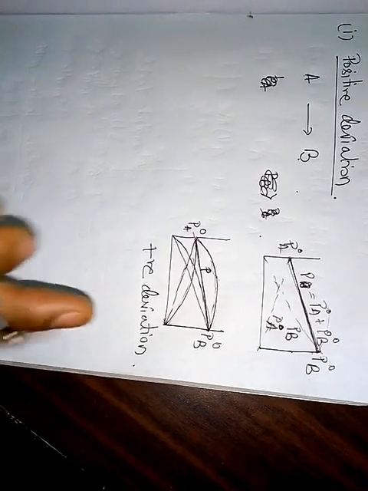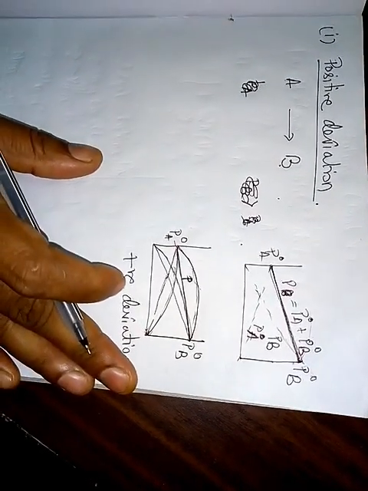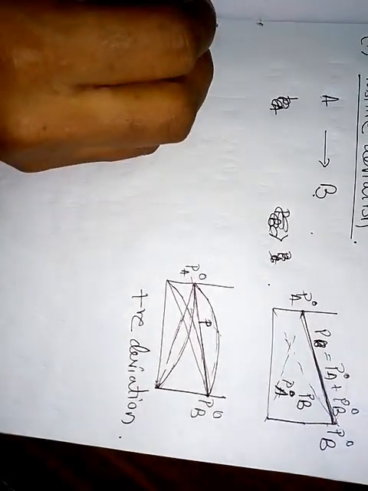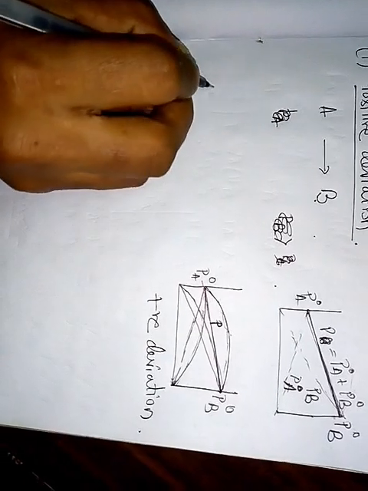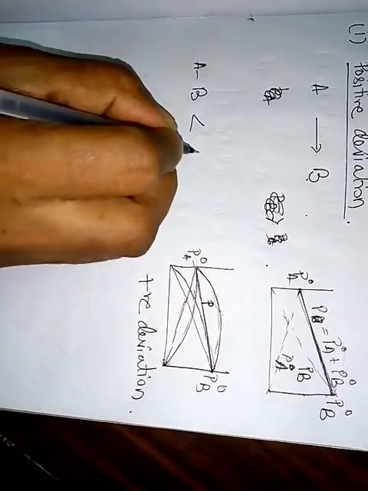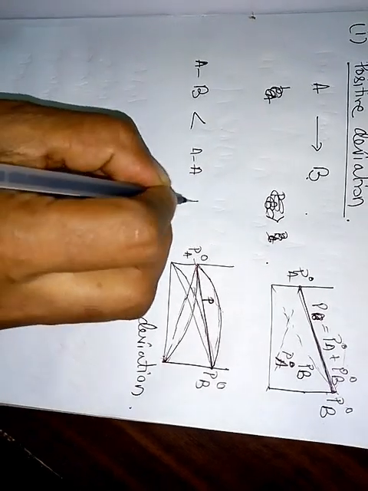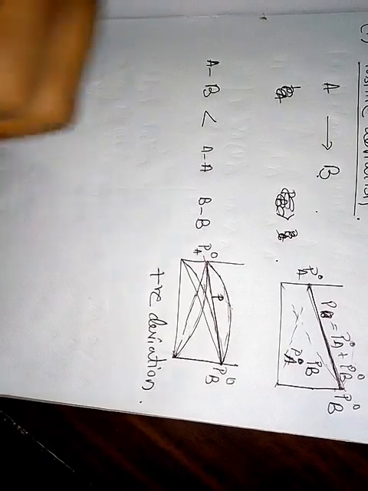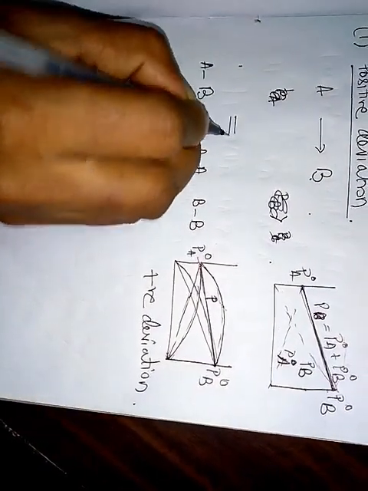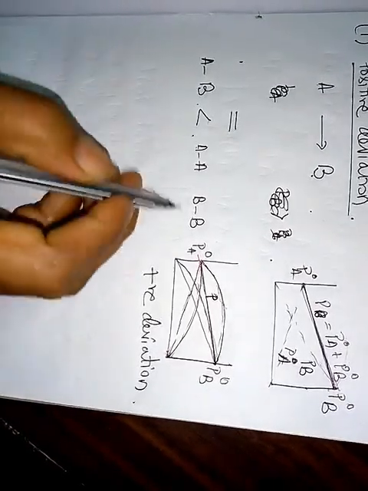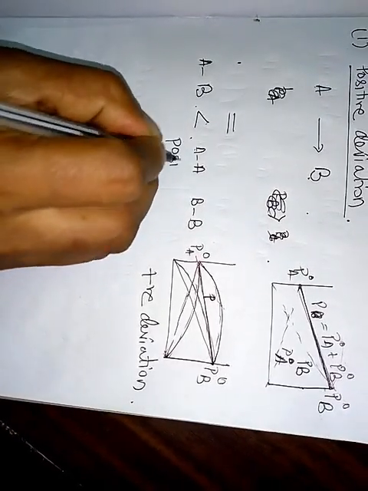When this kind of graph or this kind of solution is obtained, we have AB interactions lower than that of AA interactions or BB interactions. For ideal solutions, they were equal. When it is less than, then it is positive deviation.